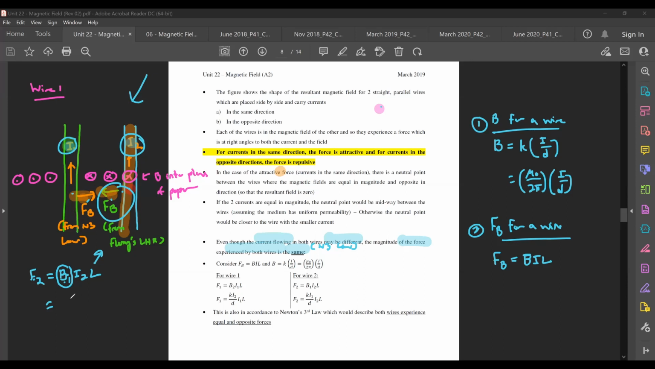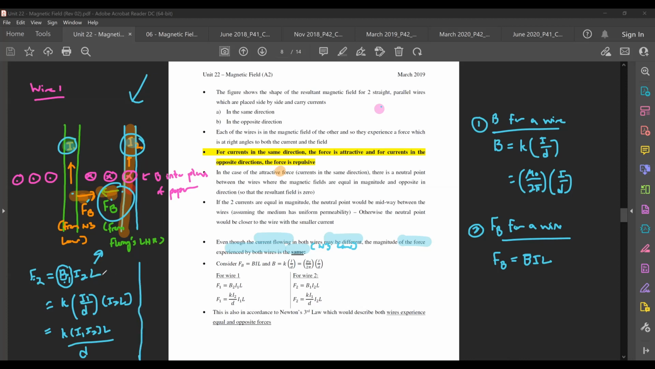Now, if I try to expand this, if I just use k, this one is I1 over d times I2 times L. Let me just rewrite this properly. This one will just give me k I1 I2 times L divided by d. So this one is for the magnetic force on wire 2.